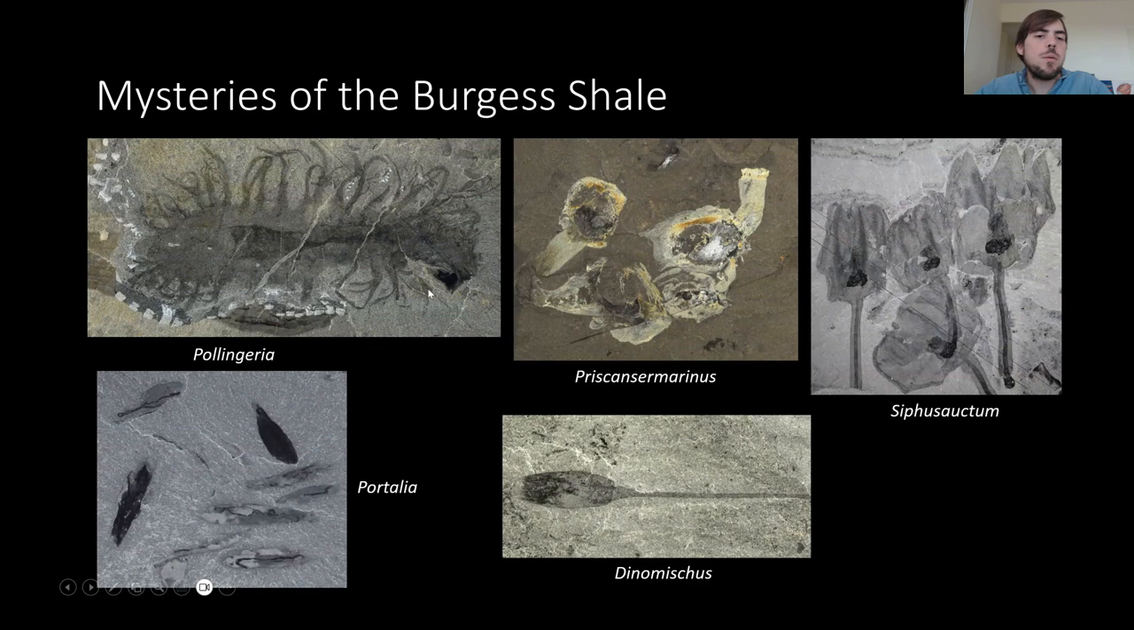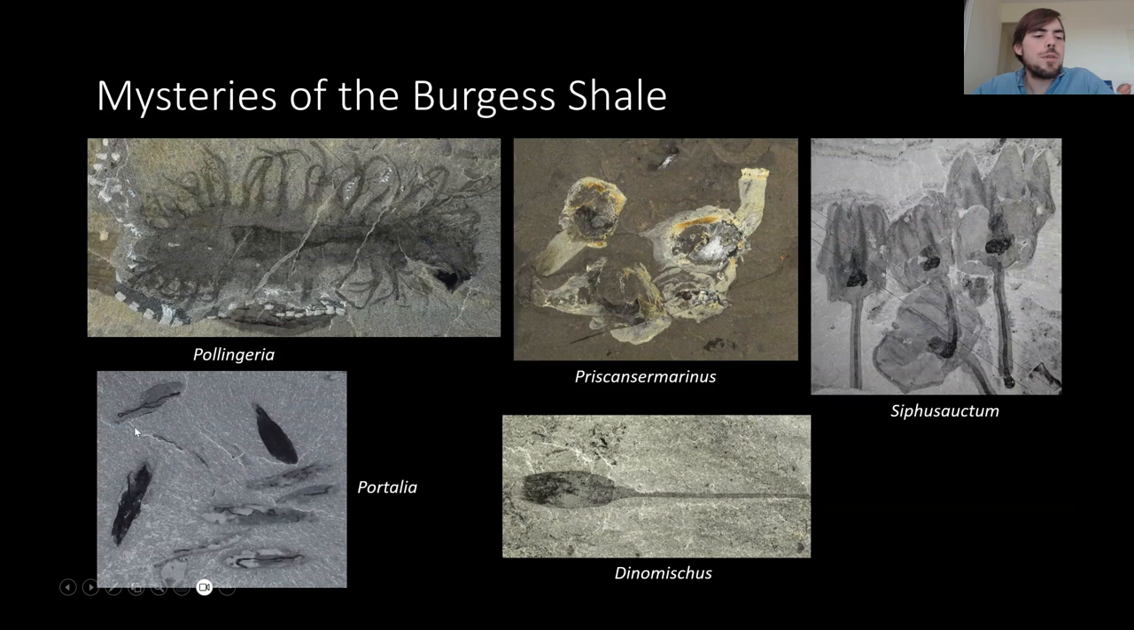For example, Potiocaris, which kind of looks like a sea slug, or some type of echinoderm, like a holothurian, but we don't have any evidence for that. And we have Primicaris marinus, sometimes called a barnacle, but we also think that it doesn't look anything like a barnacle. Then we have these two groups, Dinomischus and Siphusauctum, which have this stalk and this calyx here that they would probably use to filter particles. Maybe some type of sponge, but also completely different from sponges nowadays.